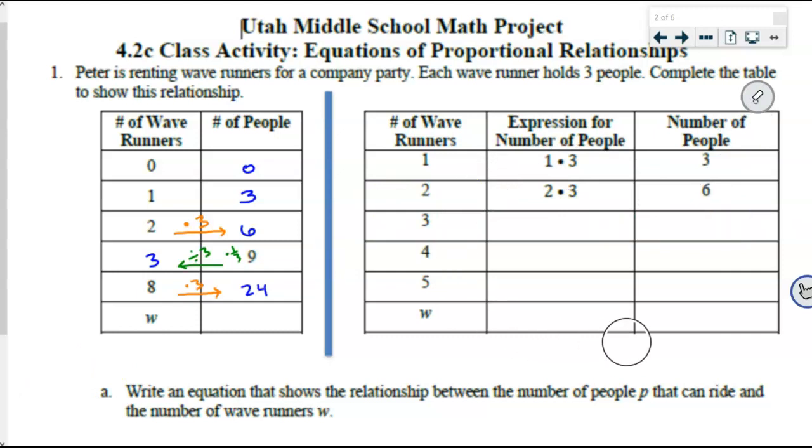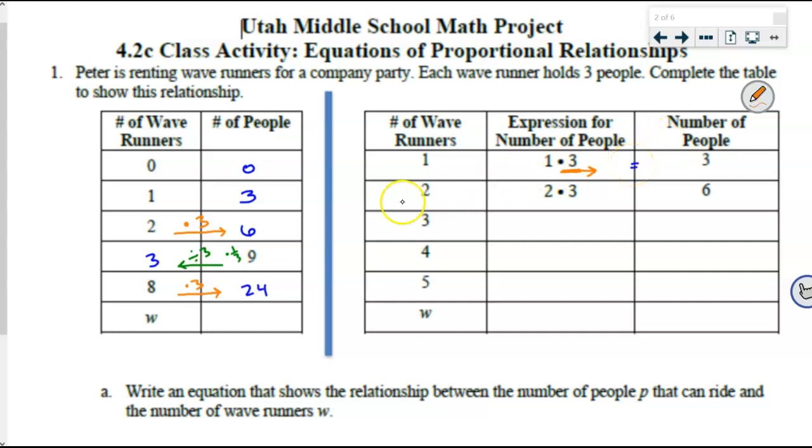So we also have this table over here where we can see all of the same numbers of wave runners here on the left-hand side. We've got this extra column here, and then we have the result, how many people. Let's fill in that part as well. I want to focus on this. We have one wave runner, so we are taking that one wave runner and multiplying it by 3, because that's our constant of proportionality. That's how we're going across the table, by multiplying by 3. And 1 times 3 gives us the result of 3.